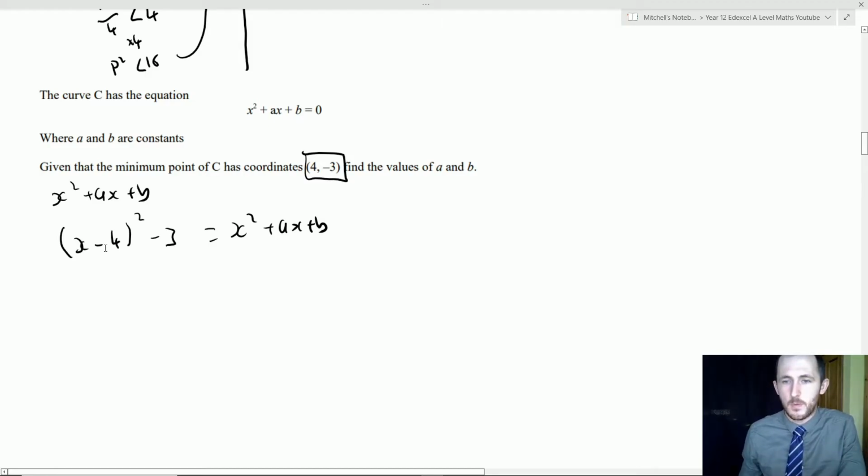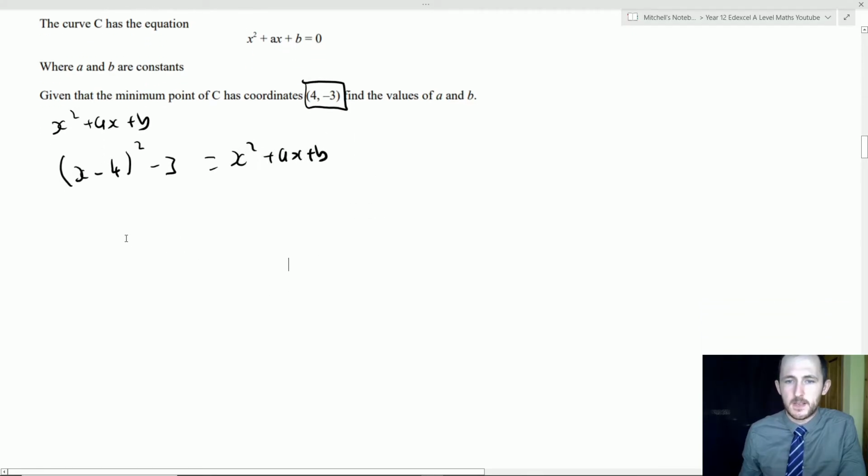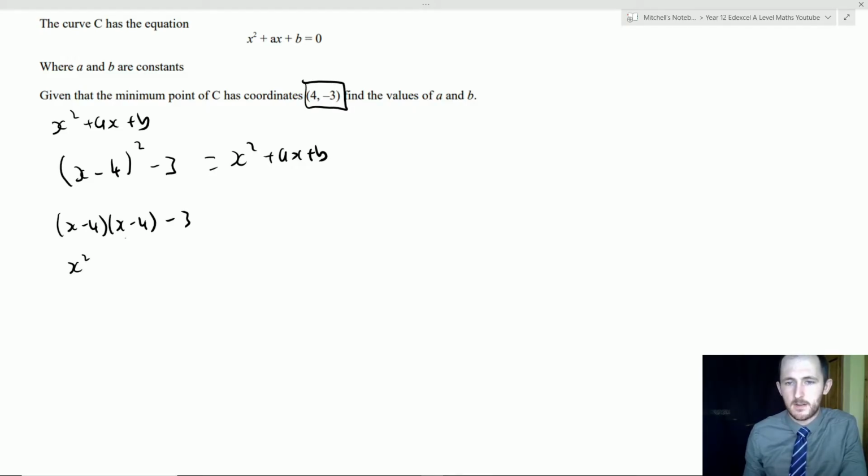So, what we're going to do now is expand the left side and make it look like the right side. So, x minus 4, x minus 4, minus 3. Let's expand this. I'm not going to write the right hand side for now. x squared minus 4x minus 4x gives me minus 8x. Minus 4 times minus 4 is plus 16. Minus 3. x squared minus 8x plus 13. And we know that that still equals the stuff from the top.